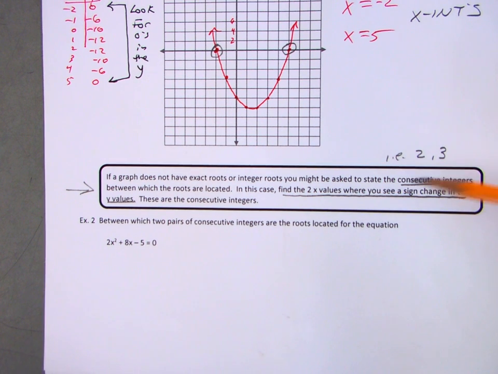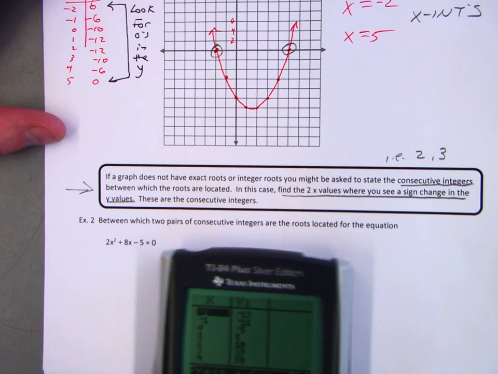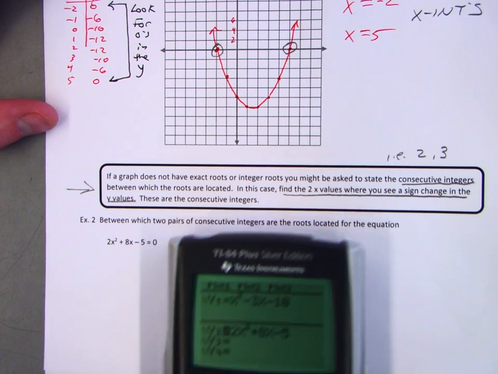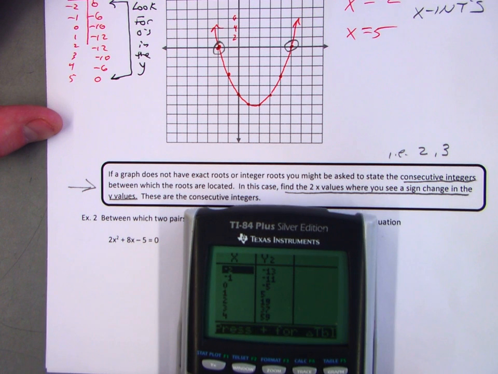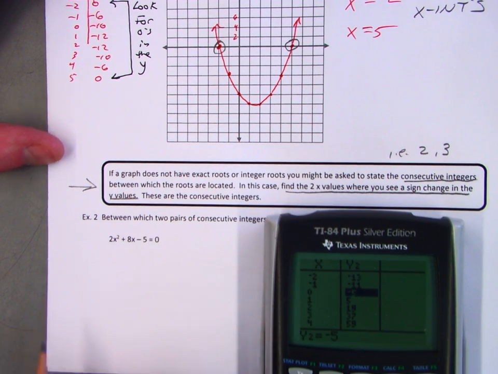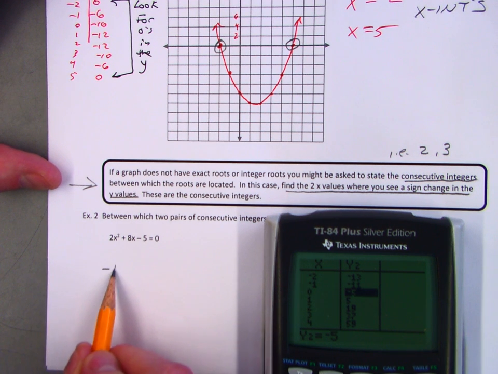If the solutions are not integers, you might be asked to find the two integers between which the roots fall. It's real simple to do that. Alright, you go to the table. First of all, make sure you get the right function in there. Go to the table and look in the y column where the signs change from negative to positive or vice versa.